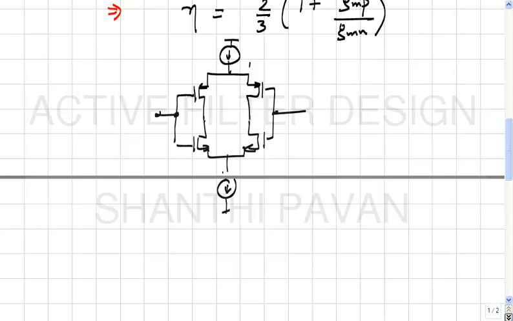Okay, you understand? So here, closing your eyes, you can say that the excess noise factor will be, what is eta? 2/3, because the PMOS transistor is producing signal current as well as noise current.